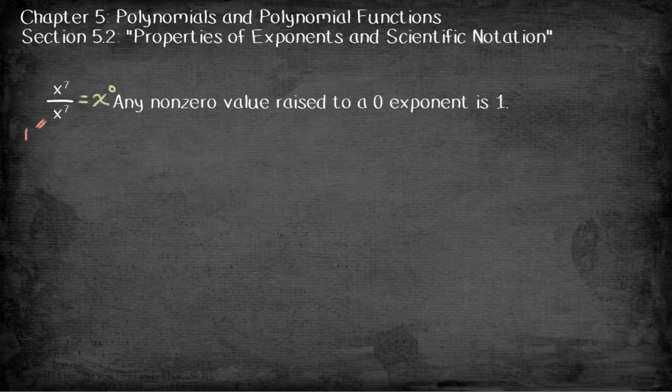So any non-zero value raised to a 0 exponent is equal to 1. And we can extend it even a little bit further, because if we are allowing for 0 exponents and we're doing adding and subtracting of exponents, there's no reason why we shouldn't be able to do integer exponents. So on one hand, this is equal to x to the 7 minus 9, or x to the negative 2.